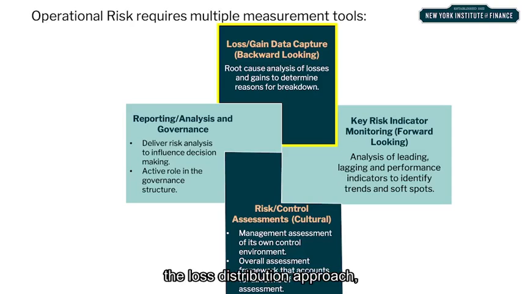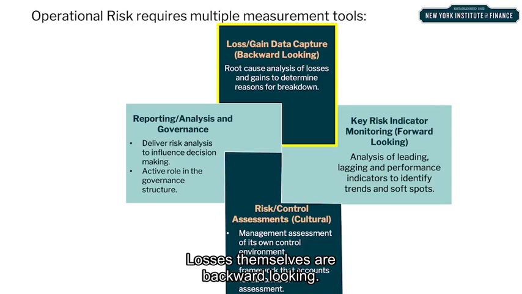When you look at what's called the loss distribution approach, operational risk managers will use actual losses in order to put those losses into an actuarial model, and they try to determine based on actual losses what the amount of capital covering operational risk is going forward. It's called the loss distribution approach. We will cover that in more detail in the operational risk course.